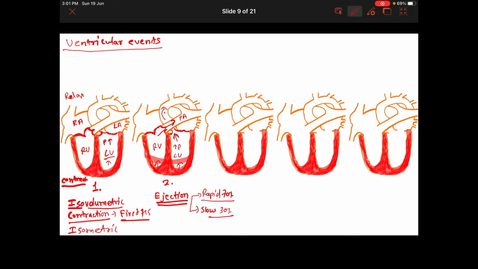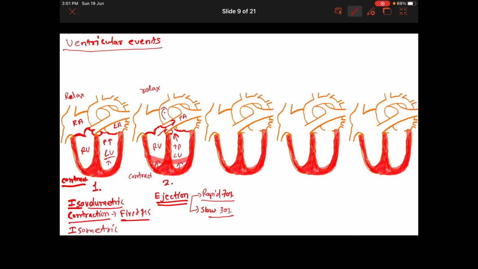Now, in this phase, the atria will be in a relaxed state and the ventricles will be in a phase of contraction. The atrioventricular valves are closed here, and the semilunar valves are in an open state. The total time taken by this phase, the ventricular ejection phase, is 0.25 seconds.